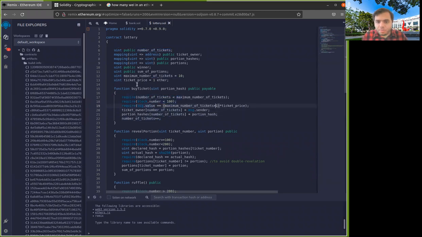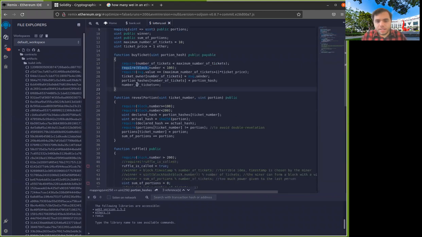So we are paying one ticket price for the ticket itself, and we are also paying maximum number of tickets times ticket price for the deposit that we want to be confiscated if we don't reveal our portion. And of course, we just record who sent this message, who owns this ticket. We record the portion hash that they gave us, and we increase the number of tickets.